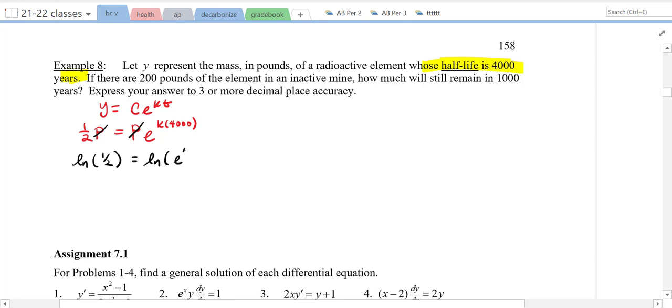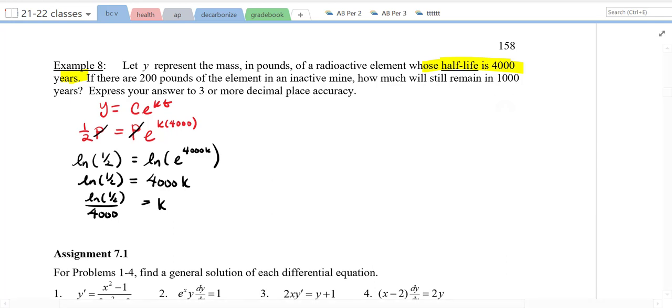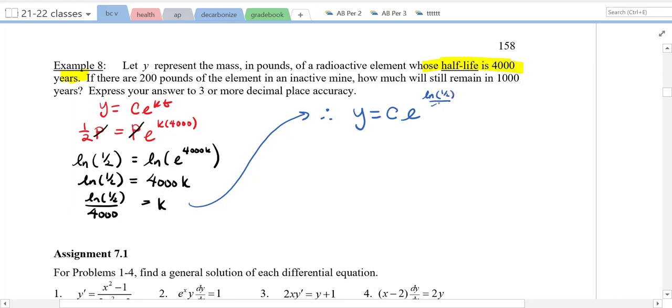Take natural log. Divide by 4,000. And that's your k value. Now, at this point, I actually wouldn't round. I'd keep this as my k value. And so now I have the equation y equals c e to the kt. Oh, wait. You know what k is, right? K is natural log of 1/2 over 4,000.